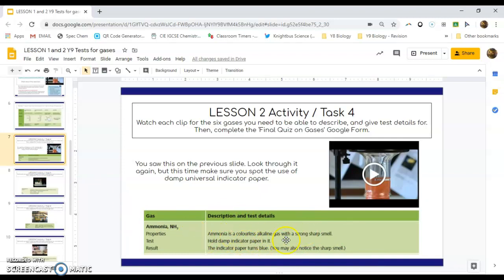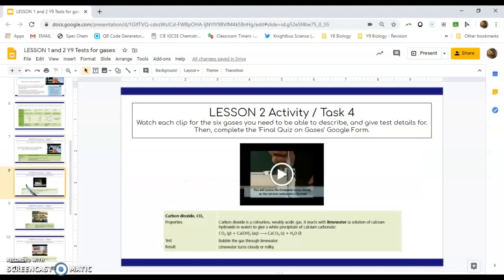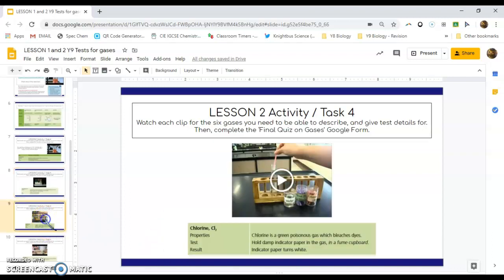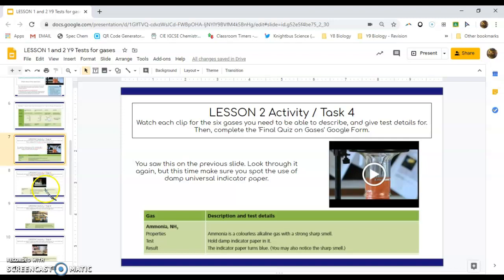Again, look out for the damp universal indicator paper. It turns blue. It would normally be green before, and I think that's where your textbook falls a little bit short. You should be able to say that the universal indicator paper turns from green to blue. That's a better way of describing the technique. And the second gas you have to do is carbon dioxide. This is a nice video for you to watch and learn the properties, learn the test, and learn the results. Same thing with the ammonia that we had before.